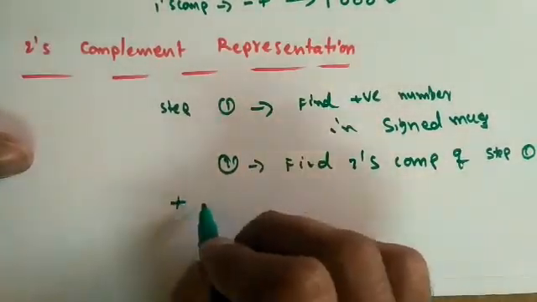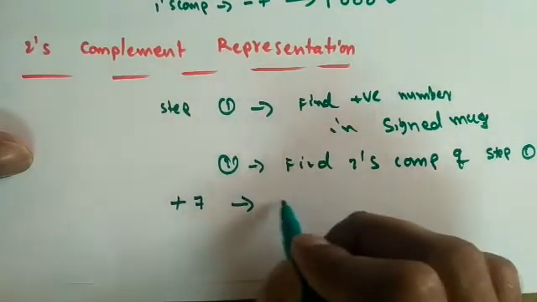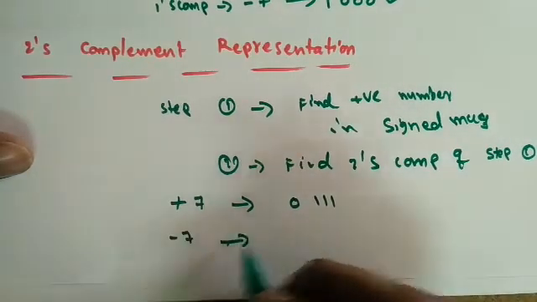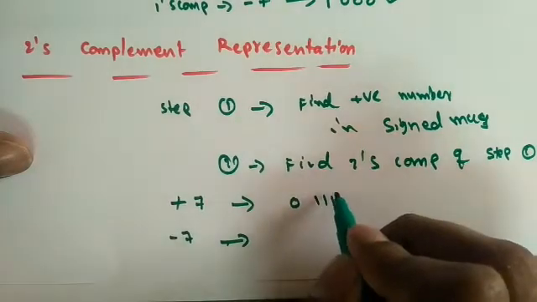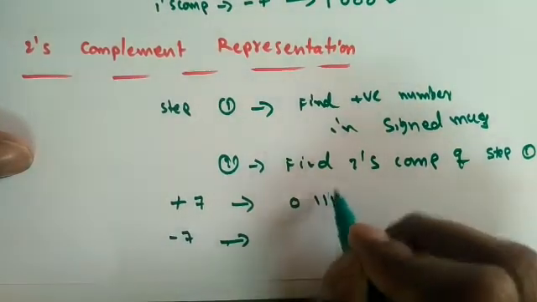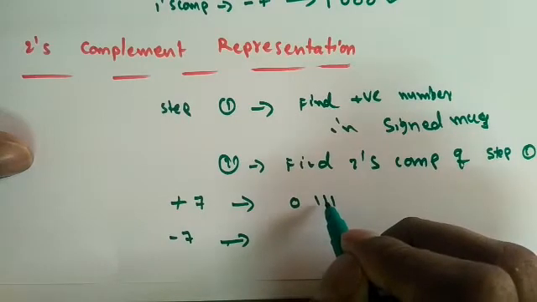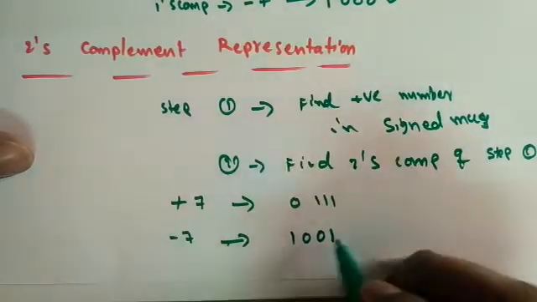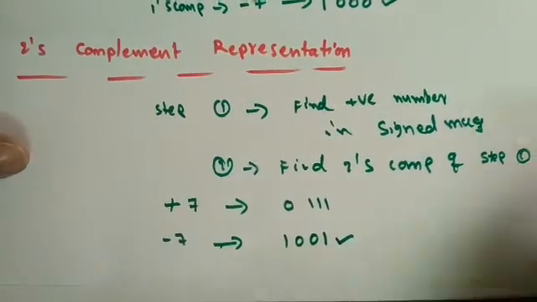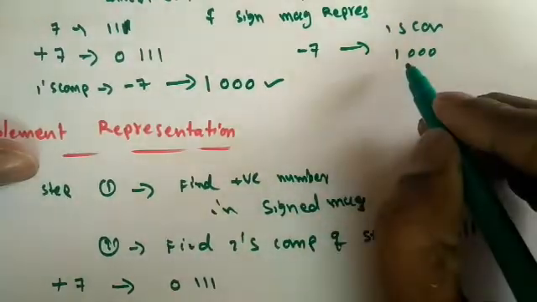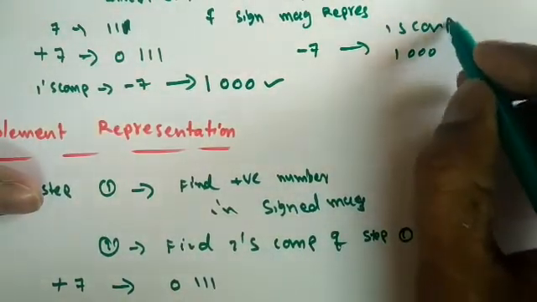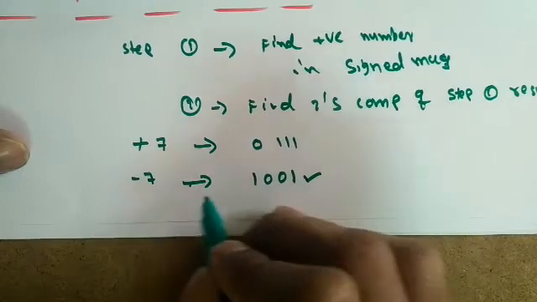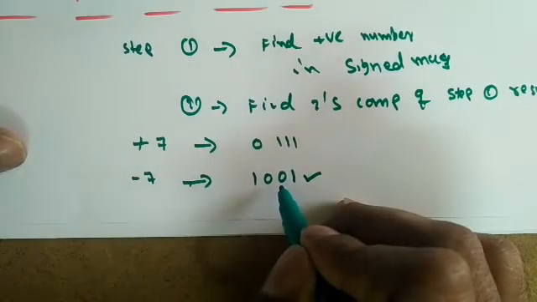Now suppose I want to find plus 7. Plus 7 means the first bit will be 0, the remaining 3 will be 1. Now if I want to represent minus 7, take the 2's complement of this number. Every digit from the first non-zero digit, subtract from 2. So 2 minus 1, 1. 1 minus 1, 0. 1 minus 1, 0. 1 minus 0, 1. This is the minus 7 representation in 2's complement form. Or simply, for minus 7 we got 1 0 0 0 as the 1's complement. Now if I add 1, I will get the 2's complement. So this is the representation of minus 7 in 2's complement representation.